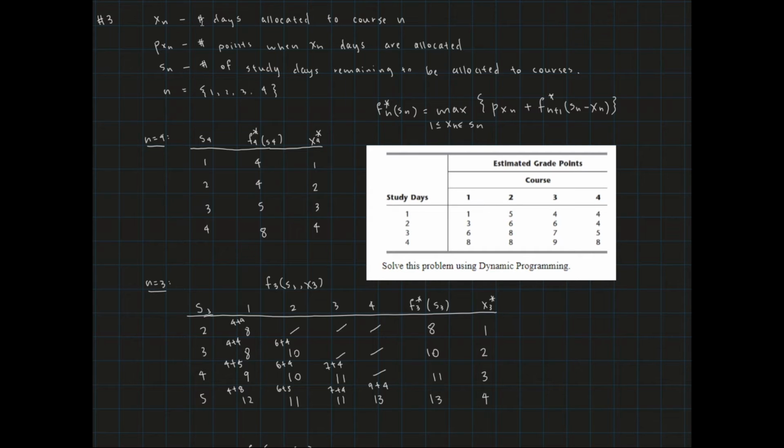Xn is our decision variable, and we're using it to represent the number of days allocated to a particular stage or course in this case. And therefore, associated with xn is the variable pxn, which I define as the number of points earned when xn days are allocated to stage n.